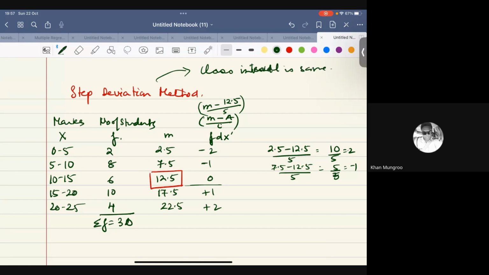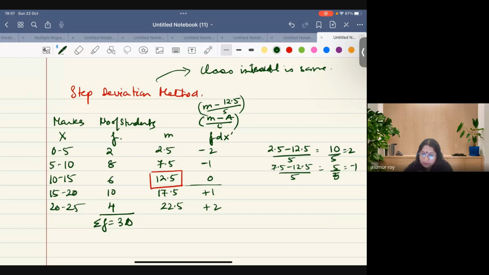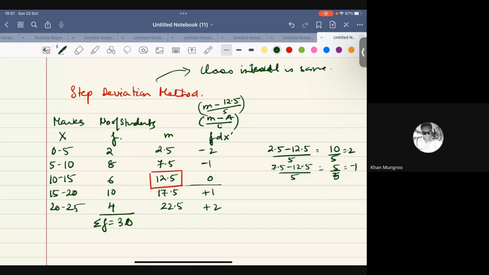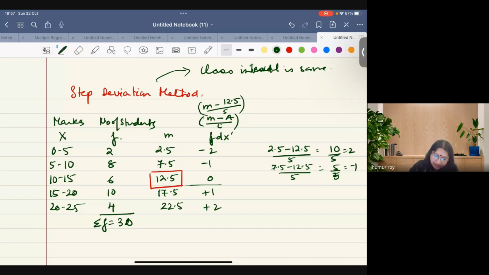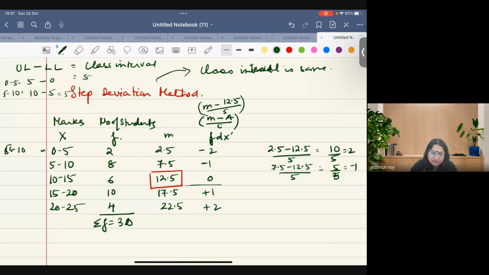Ma'am, can you explain the value of I? How you get it? I is what you've taken here. So here, if you see, it is 5 minus 0. Upper limit minus lower limit is equal to class interval. For the class 0 to 5, upper limit is 5, lower limit is 0, so it is 5. Similarly, for 5 to 10, it is 10 minus 5. That means class interval is 5. Is it clear?